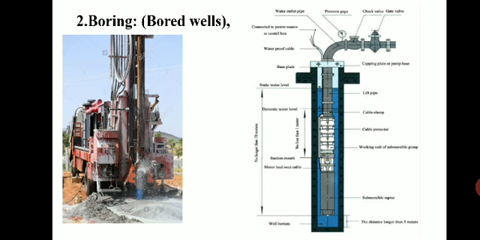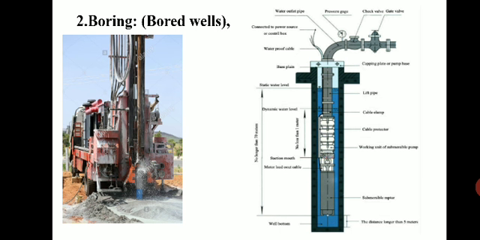The next way of construction is by boring, which we call a bore well. It is hand operated, or sometimes driven by power. These are shallow wells, constructed in unconsolidated aquifers. A simple auger that has a cutting edge at the bottom of a cylindrical container is used for construction of such bored wells. When the container is full of excavated material, it is raised and emptied on the surface.